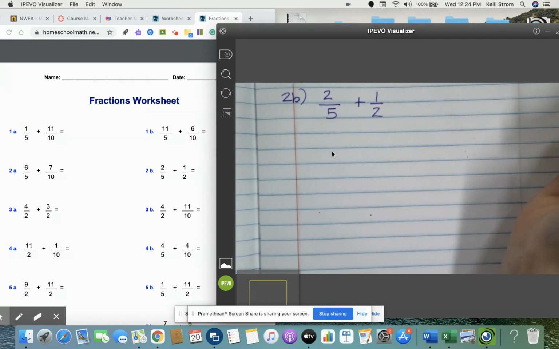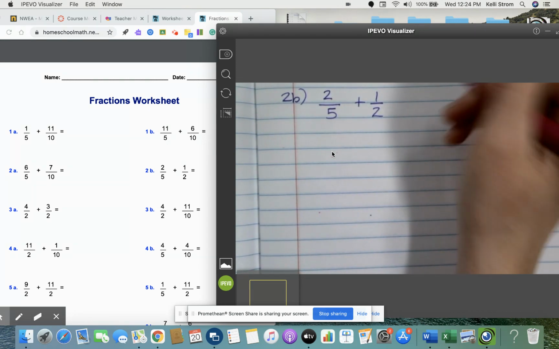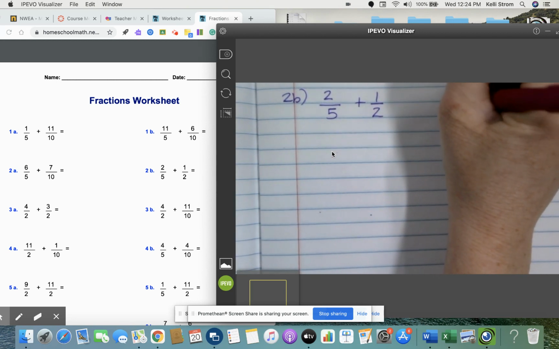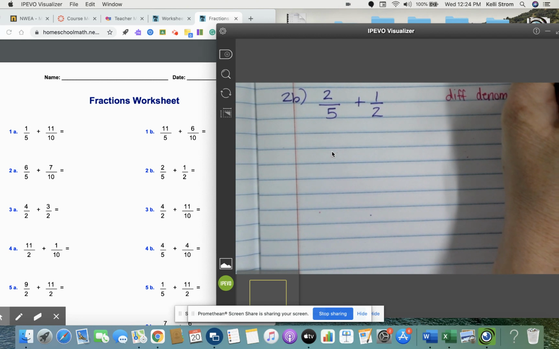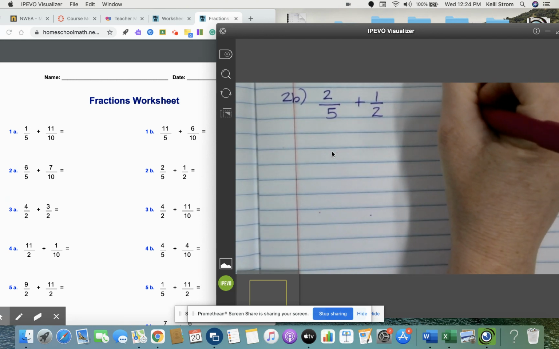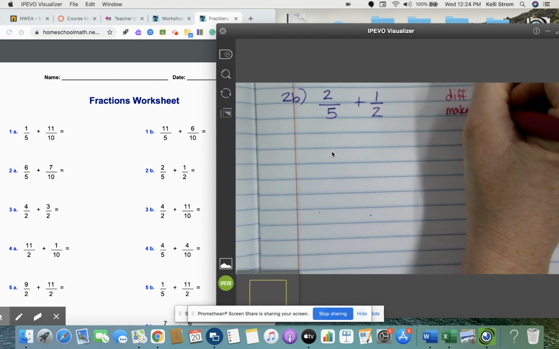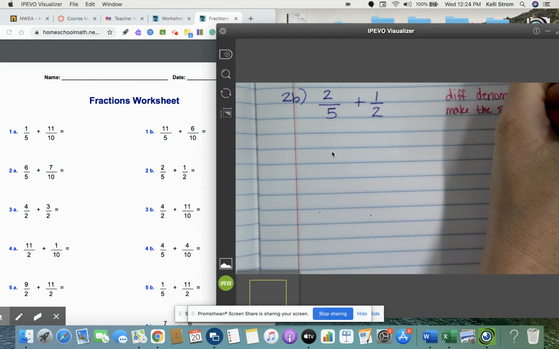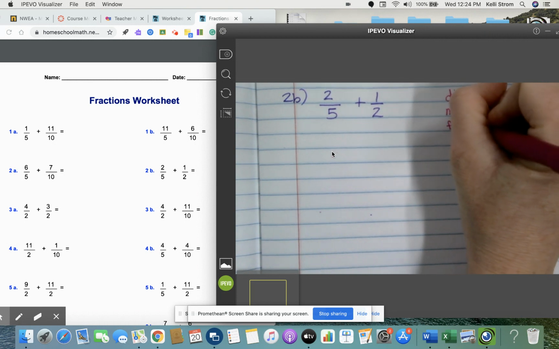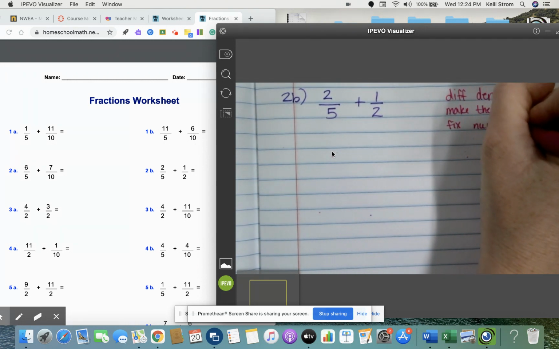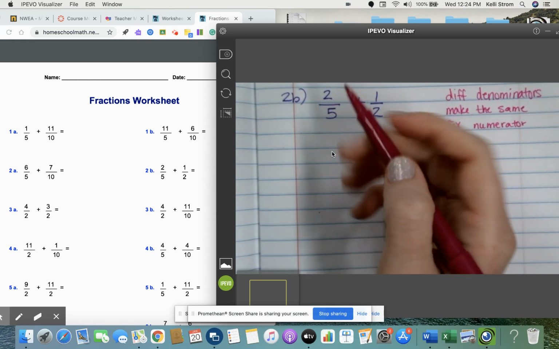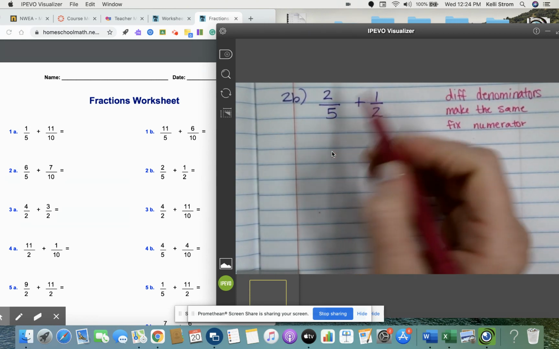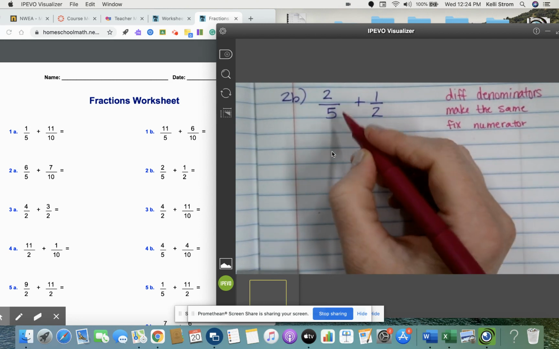I still got to make my denominators the same, right? So they're still different. So I still have different denominators. I have to make them the same and fix my numerator, right? Well, this one isn't as easy as the other ones, right? Because 5 can't go into 2 and 2 can't go into 5. So I have to think about it.